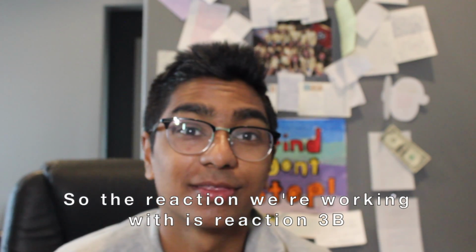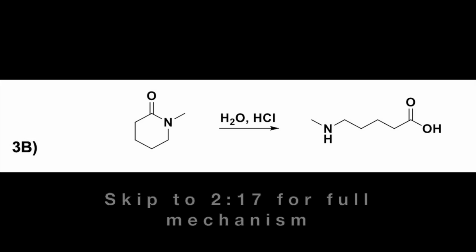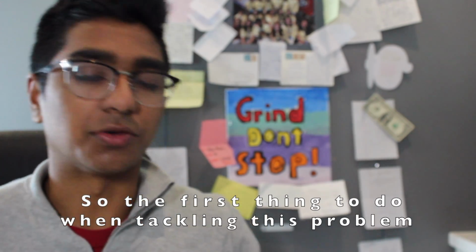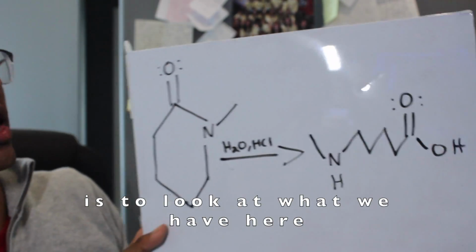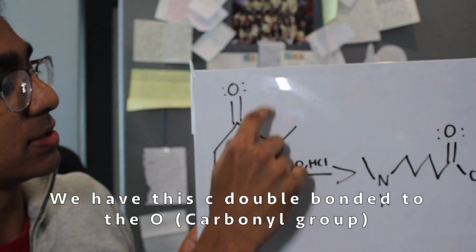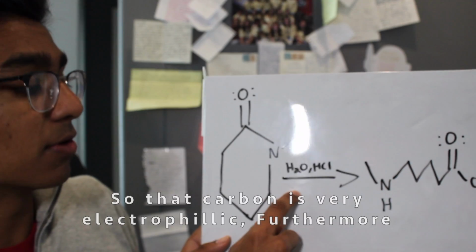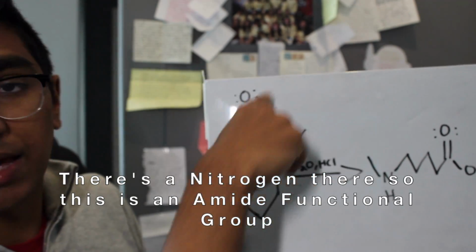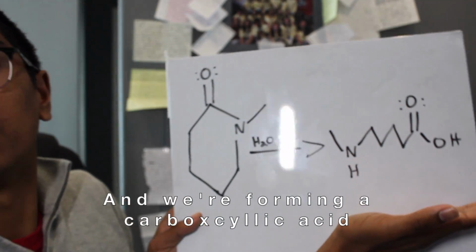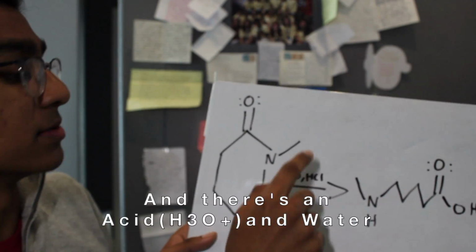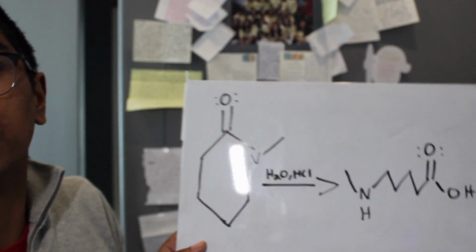So the reaction I'm working with is reaction 3B. The first thing to do when tackling this problem is to look at what we have here. We've got this C double bond to O carbonyl group, so that carbon's very electrophilic. Furthermore, there's a nitrogen there, so this is an amide functional group, and we're forming a carboxylic acid. And then there's acid and water, so that will determine our steps.